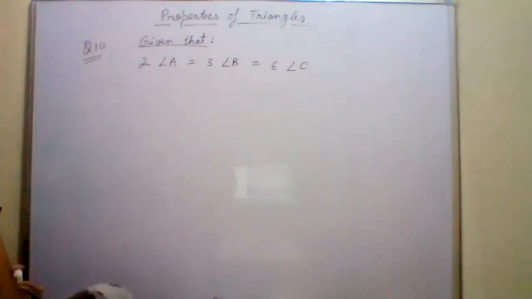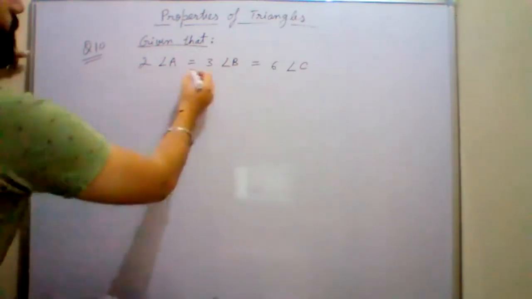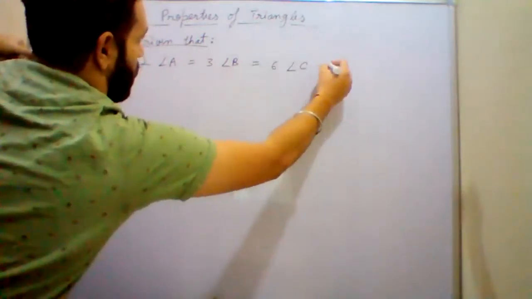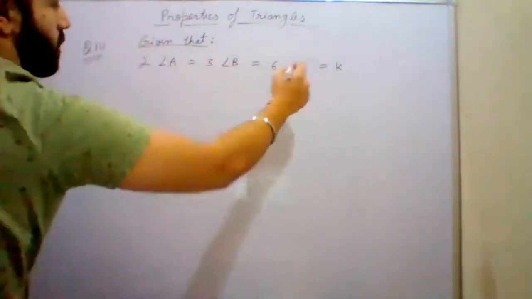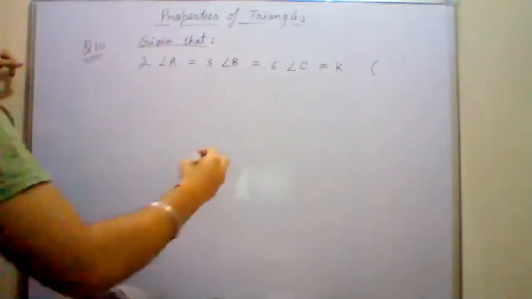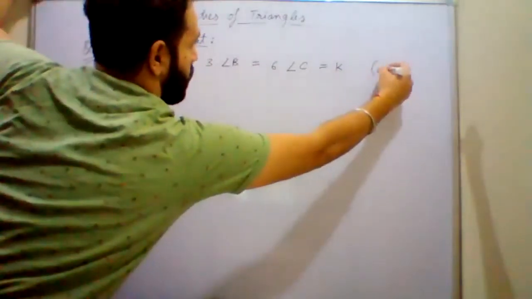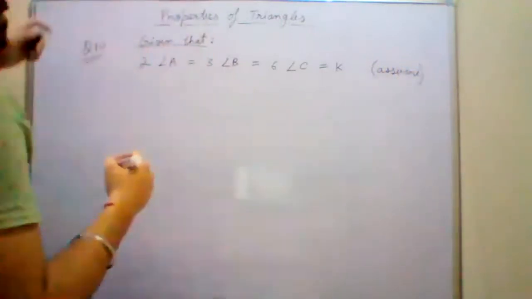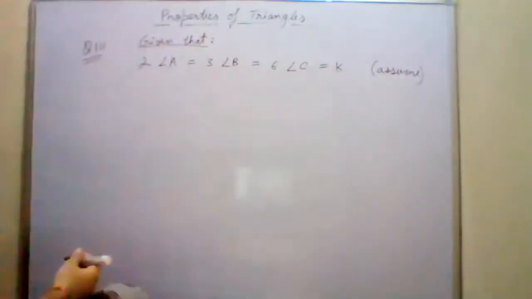So how can we do it? I am adding one more thing in the question. These three are equal to each other. I am writing one more thing here: equal to K. I am writing all the 3 things equal to K also. You can write in the bracket: assume. Let's assume that all the 3 are equal to K.